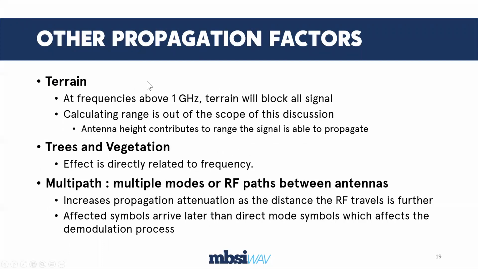So, got some other propagation factors here that I want to talk about. At frequencies above 1 gig, terrain will block all the signal. So if there's a hill in the way, very little usable signal will get over the hill. Calculating the range is kind of out of the scope of this discussion, because I don't want to get into terrain and its contribution. That becomes like we're building a planning tool, a heat map tool at that point, and that's not really the point here.